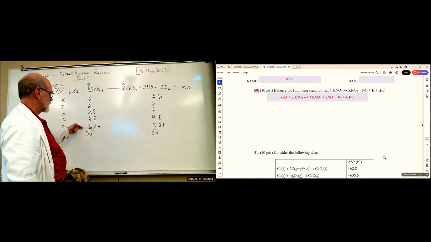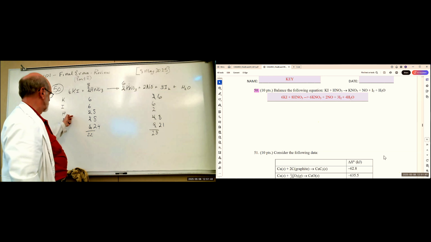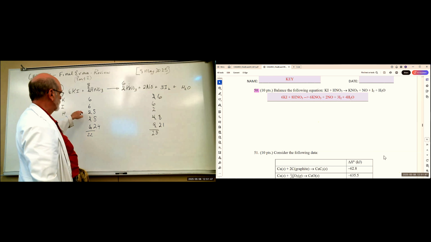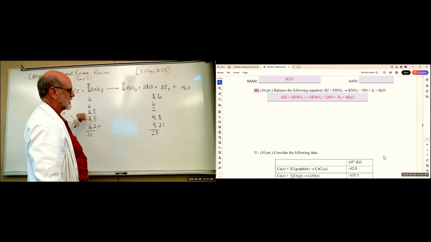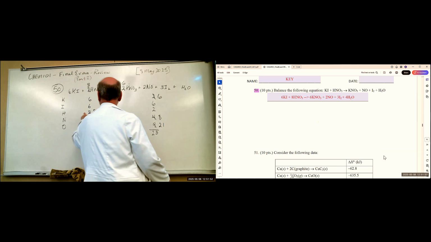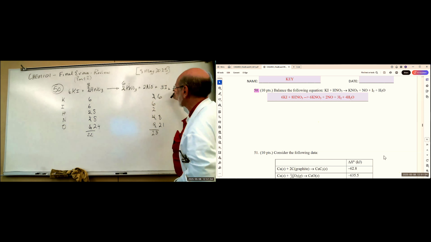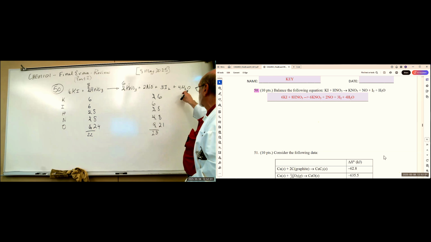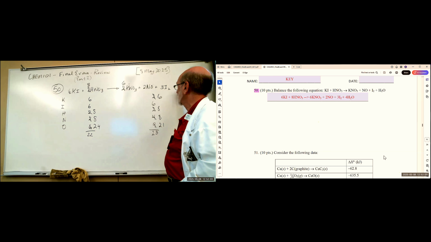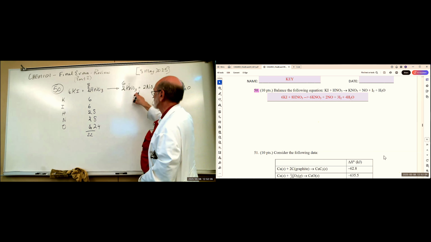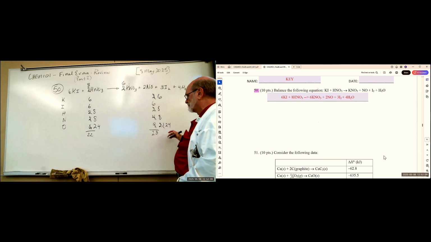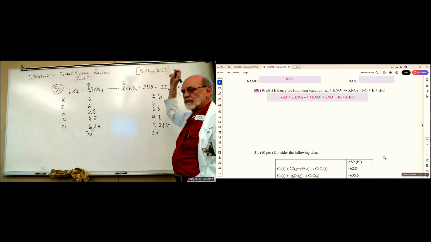So now we're down to hydrogens and oxygens. So what if we fix the hydrogens and see if it fixes the oxygens? So 8 hydrogens on this side. It only occurs in one place. So a 4 here will give us 8 hydrogens. And it'll change 4 oxygens, 5, 6, 6, and 18 is 24. We're balanced.